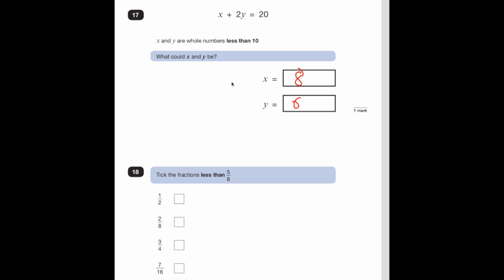X could be 8. Now you can also get different answers as long as your two numbers are less than 10, and when you do the formula correctly, as in you do the multiplication first, and then you add the x at the end, as long as that equals 20, your answers are correct.